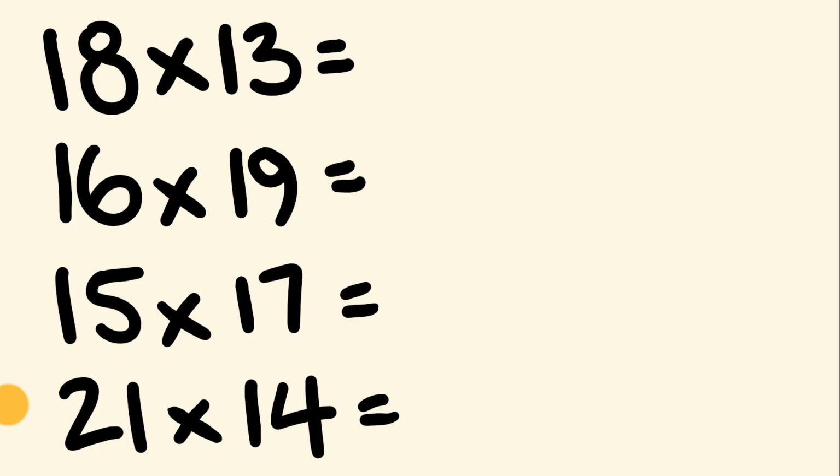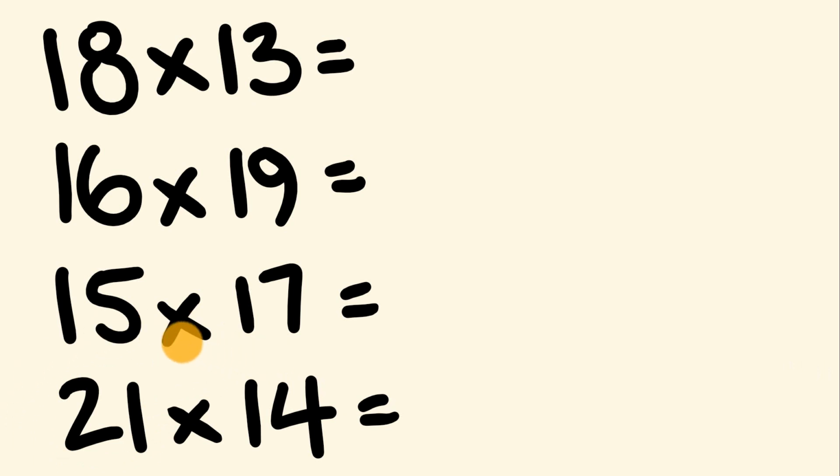So in this particular video, we're going to be looking at multiplying numbers in their teens. Numbers like 18 multiplied by 13, 16 multiplied by 19, 15 multiplied by 17, or even going up to their 20s here, 21 multiplied by 14. So let's have a look at how this trick works.